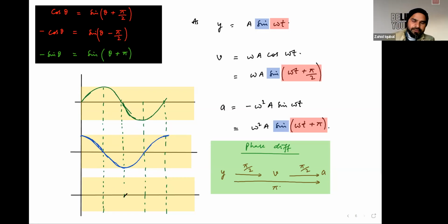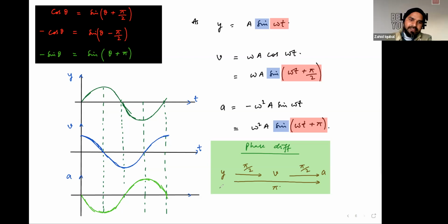And last part for acceleration, which is minus of sine of omega t. So it will be towards negative side. This part. So this is displacement versus time. This is velocity versus time. And this is acceleration versus time.